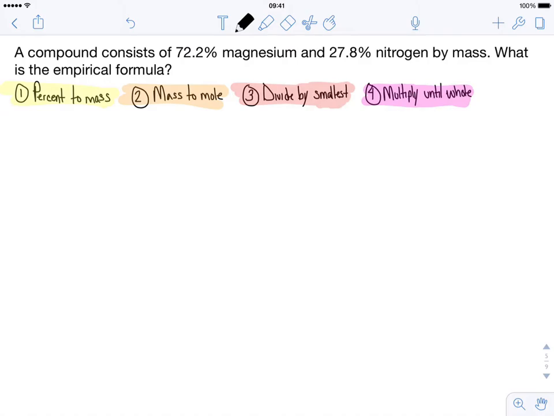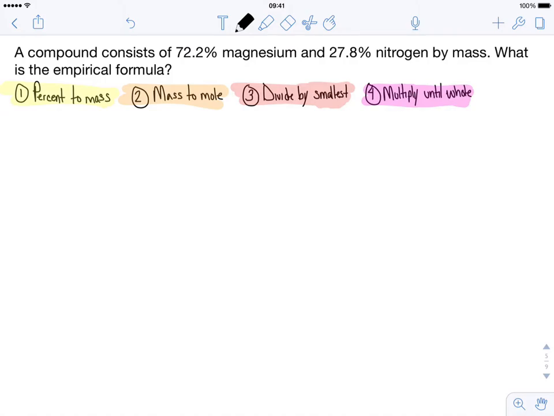So the first step is to change the percentages to masses in grams. The second step is to take those masses and convert them to moles. So to do this, you need to be comfortable converting masses to moles. The third step is to divide by the smallest number of moles. And the fourth step is to multiply those numbers until you get whole numbers. Now the fourth step you might not have to do in every problem. It just depends how the numbers in step 3 work out. So you might have to do step 4 and you might not.